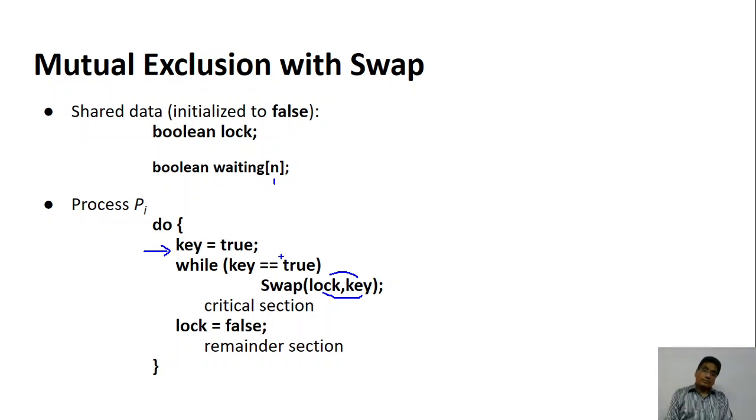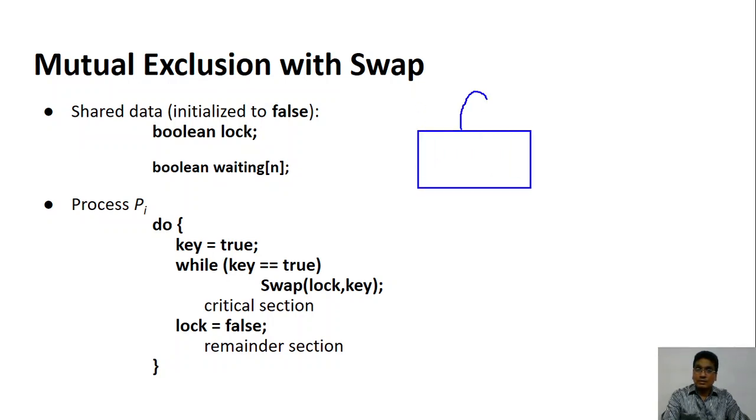So let's look at how things will work. Remember, initially the lock is false. So you have this lock, and let's assume that you have this key with the locks. So this key with the lock is there. Initially it is unlocked.